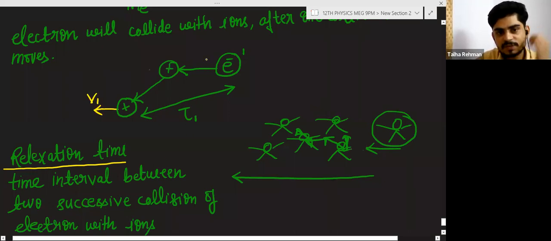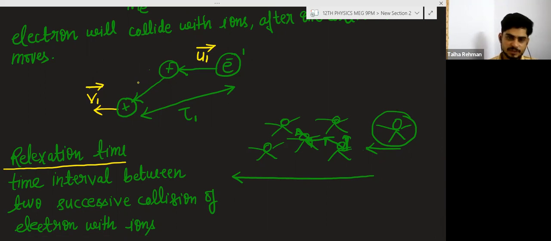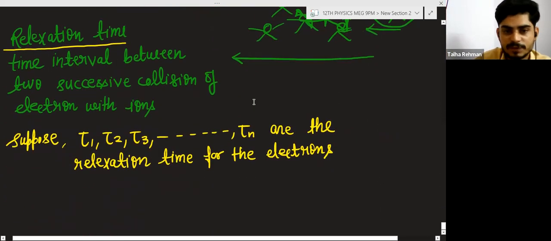Initially the electron has some velocity, say u1, and finally the electron has a final velocity. We want to find the relation between the initial and final velocity, and we have the formula v is equal to u plus at.